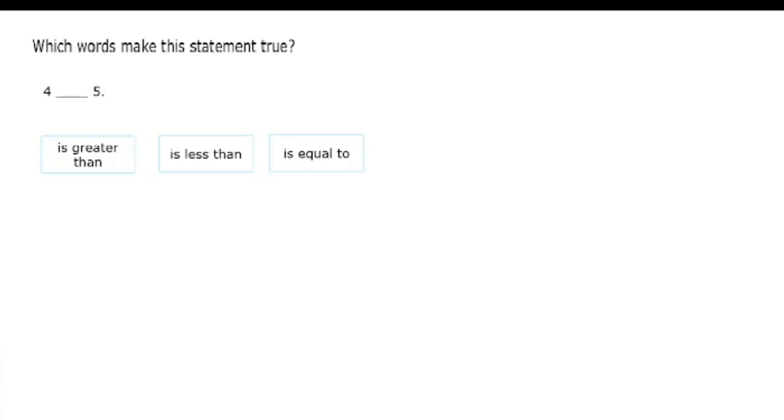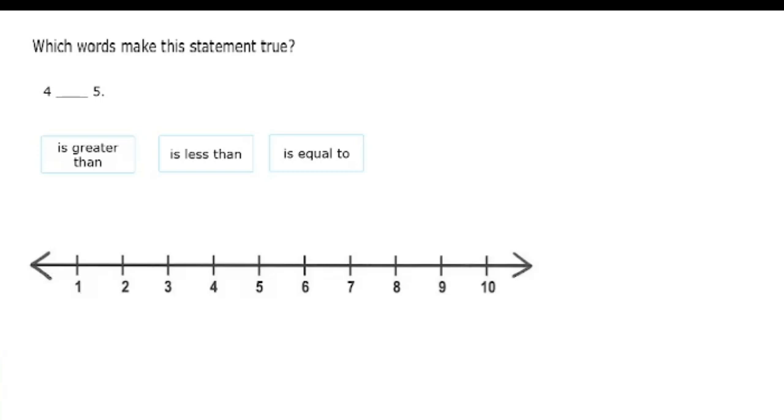And another way to look at it is to look at a number line like this. And we could see here that we have 1, 2, 3, 4, 5. So we know 4 comes first before 5. So we know 4 is less than 5.